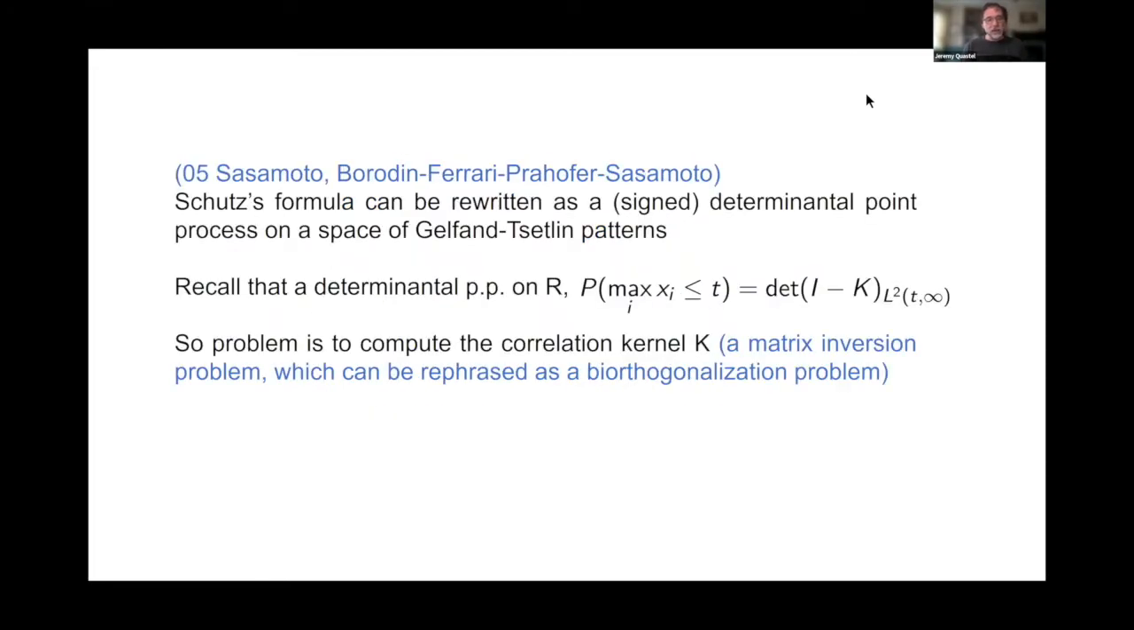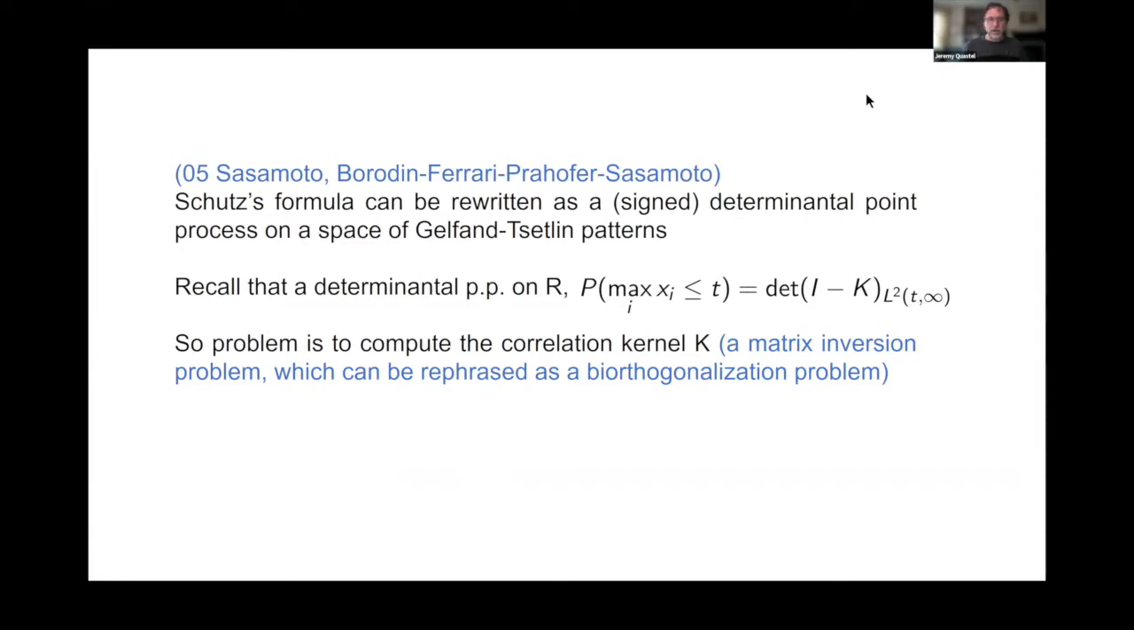It was Sasamoto who realized what one should do with Schütz's formula. He saw that these f satisfy some recursion equation. And then, trying to simplify the determinant by row reduction, it can actually be rewritten as a kind of determinantal point process on a space of Gelfand-Zeitlin patterns. If you don't know what that is, don't worry about it too much. One of the interesting things here is it's not actually a probabilistic determinantal point process. It's actually a signed determinantal point process.